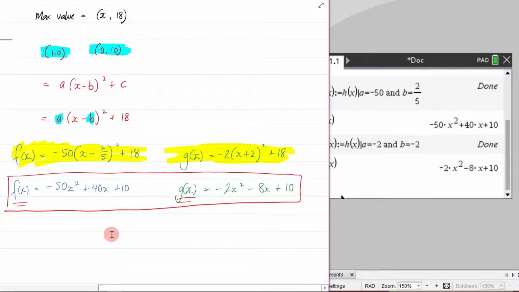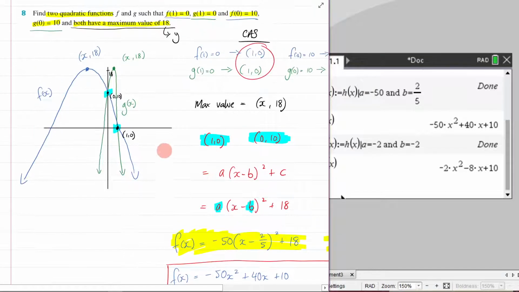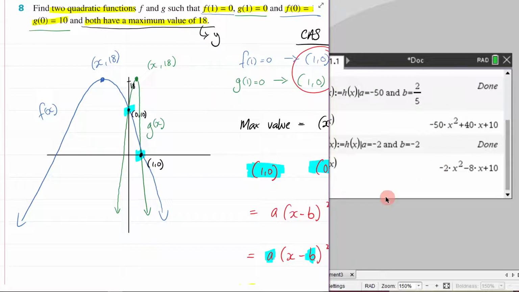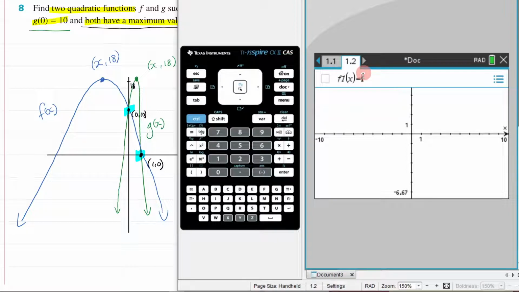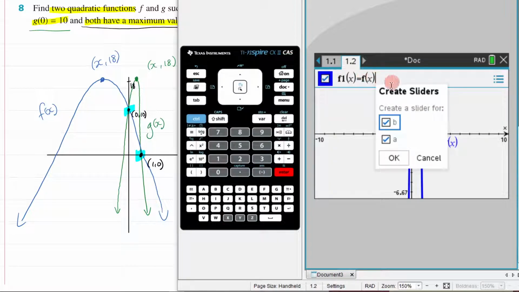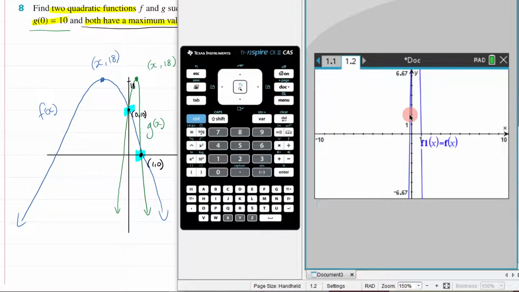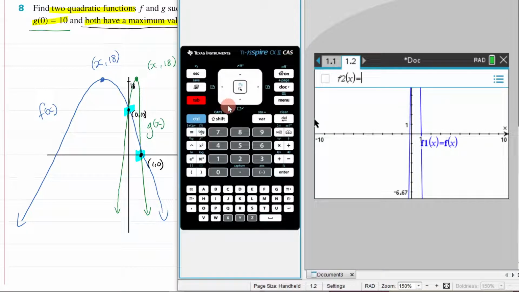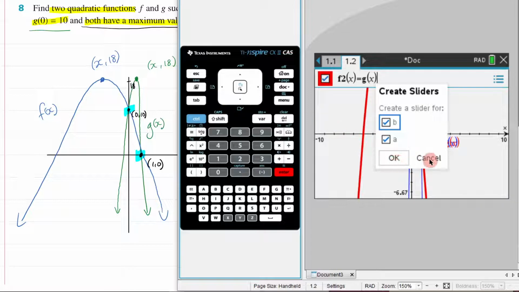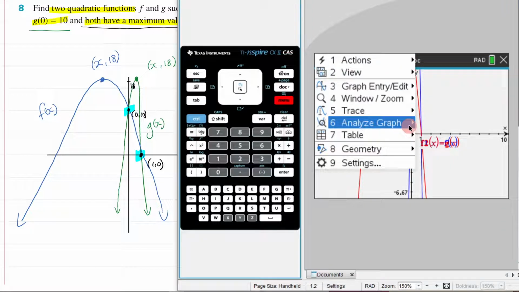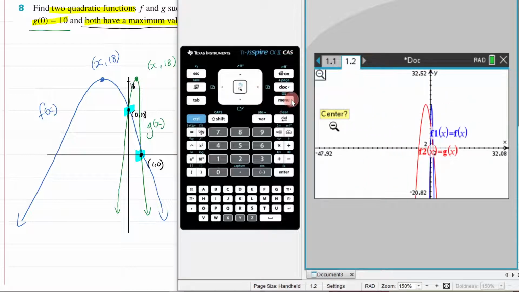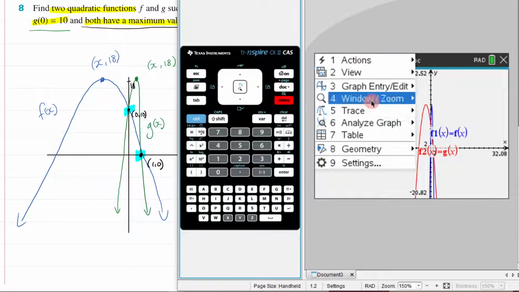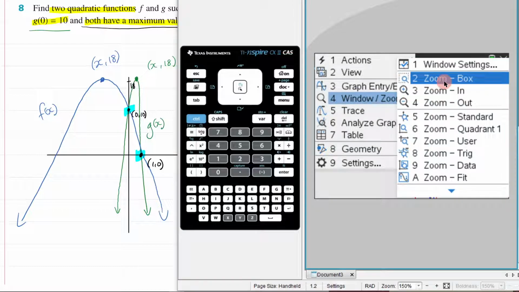We're done, but let's graph these things on our CAS now just to prove to ourselves that it's going to look like this. We're going to come here, go control, add doc, add graph. I could graph f of x here. Now, I don't want to create sliders, cancel, because that's what the graph is going to be, and then I want to go g of x. Don't create sliders for it, a and b, we know what they are. I'm going to go window zoom, zoom out, out, out. Then I'm going to put a box around this just to get a better view of what I'm doing.